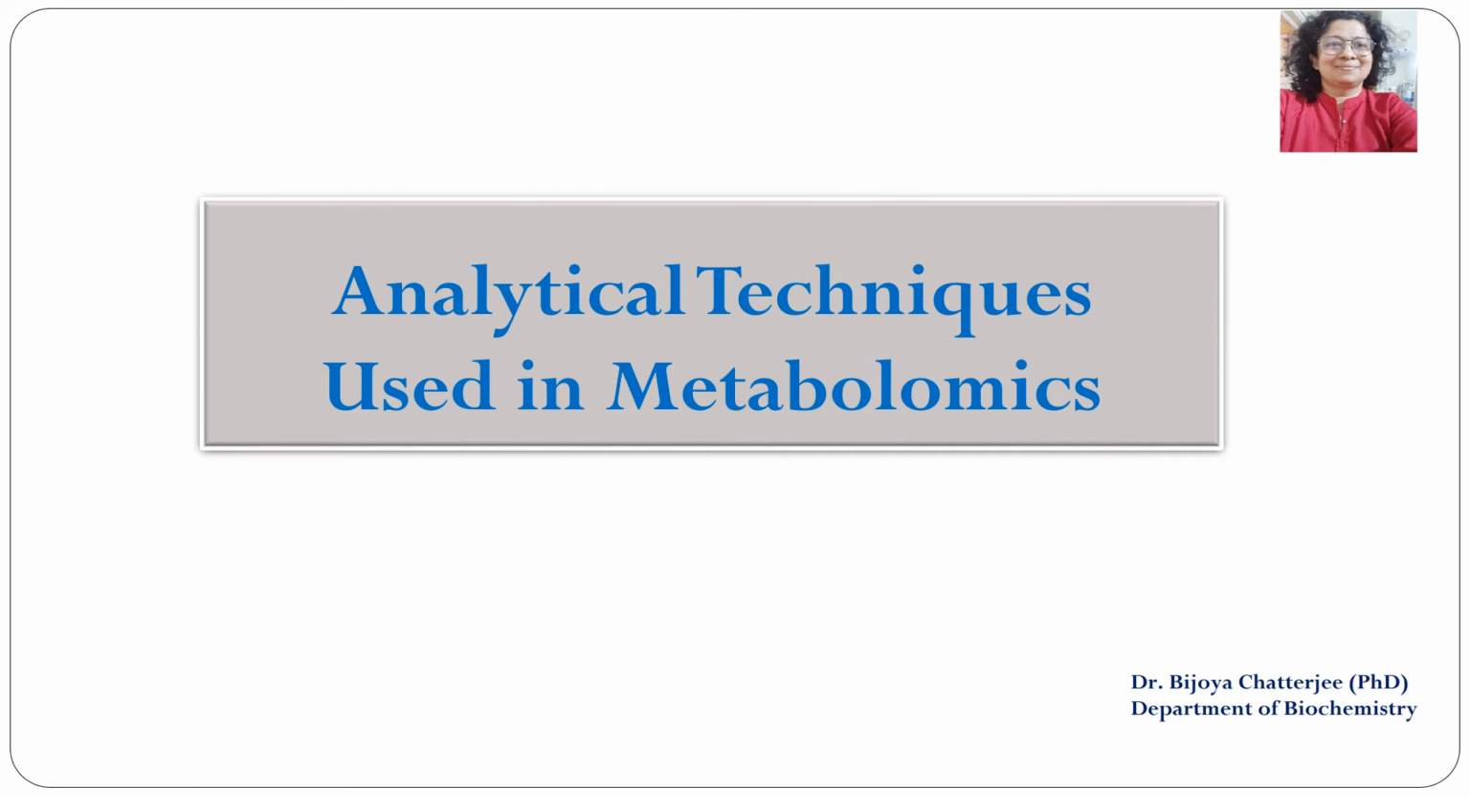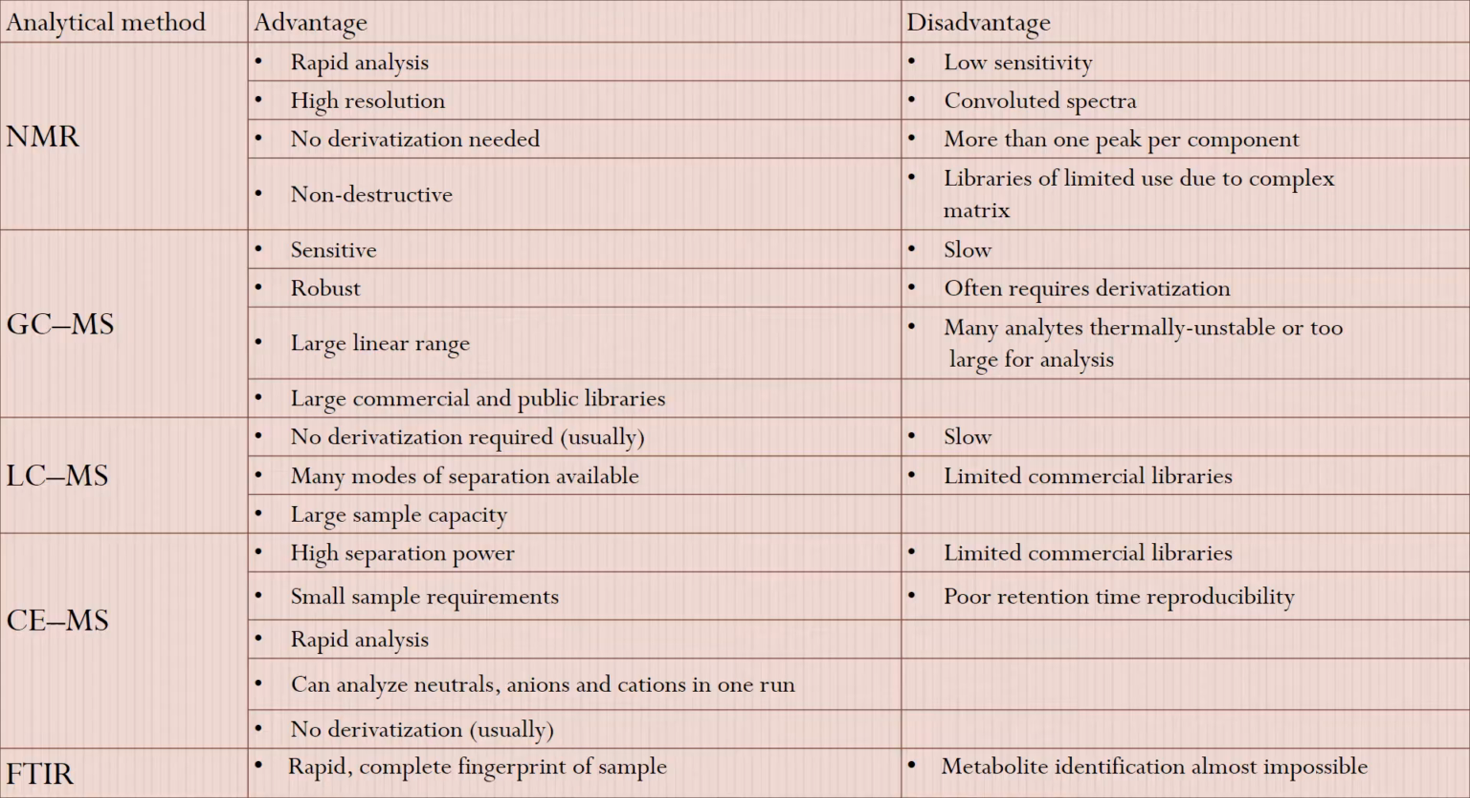So once we know that this is a particular situation in which we would like to study the metabolome, for example in diabetes, if we want to see what metabolites are produced in different tissues or organs, then we need to know the technique that has to be used. So let us see what are the various techniques. So here these are the various techniques and their advantages and disadvantages are given over here.